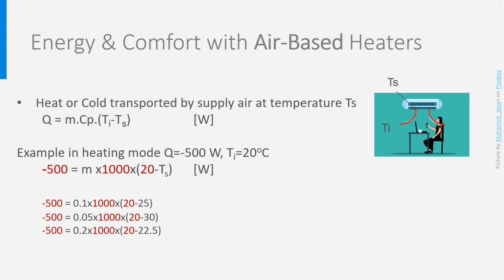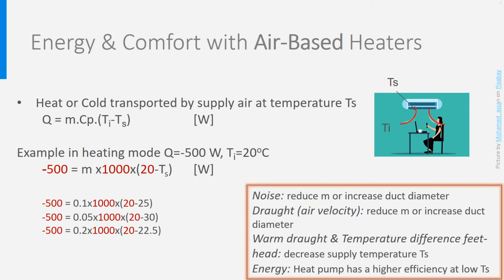As for air heaters, it is exactly the same story. Only this time Q is negative because we are talking about heating. That's just a convention to work correctly with our equations. Imagine now we need 500 watt heating. Desired indoor air temperature is 20 degrees. Here too we can play with the air supply temperature Ts and with the mass flow rate. See the 3 examples on the slide. And here too we have freedom, limited by restrictions on the mass flow rate.